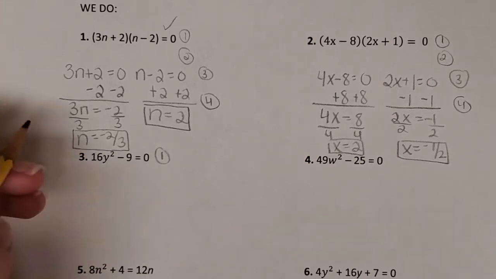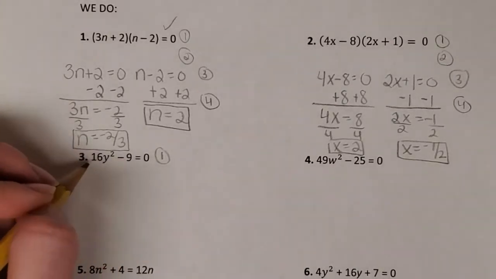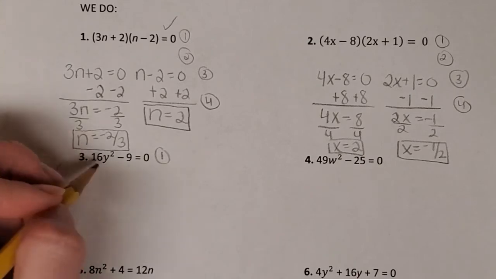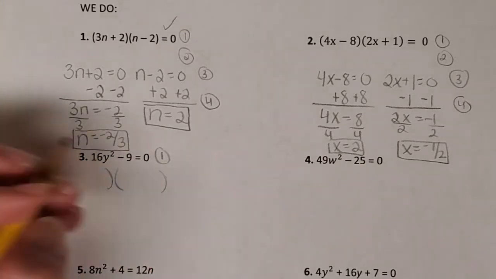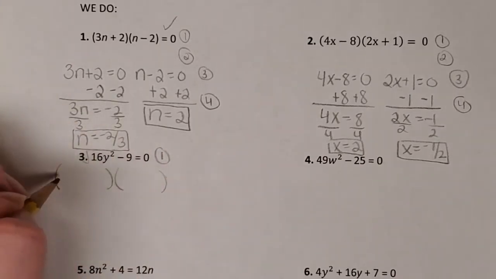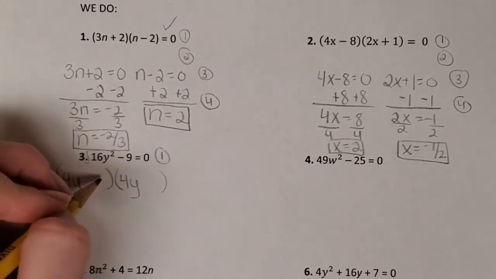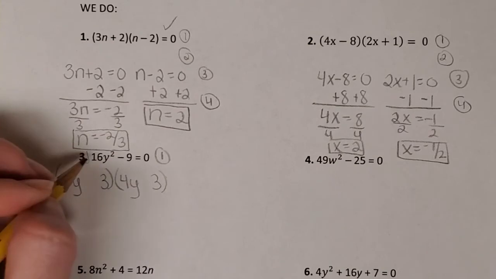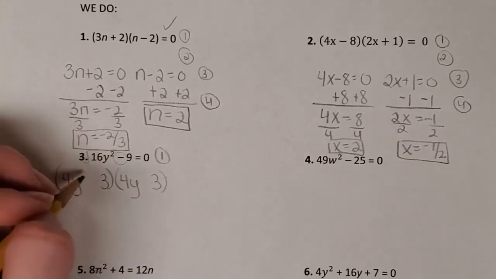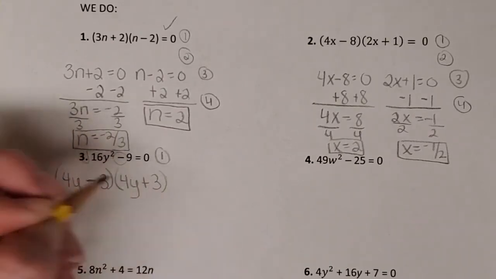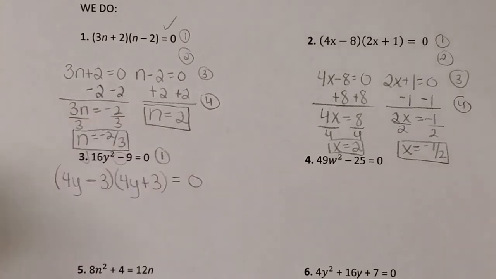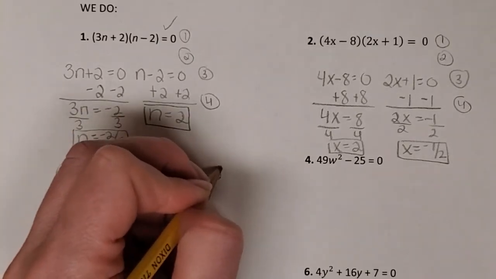So then with two terms, we ask, are they perfect squares? Yes. So we're going to factor by taking the square root. So the square root of 16y squared is 4y, and then put that at the beginning of each. The square root of 9 is 3. And if you remember, this is called difference of squares because of the minus. So one gets a minus and one gets a plus. And then we set that equal to 0. So step 2 is to factor.